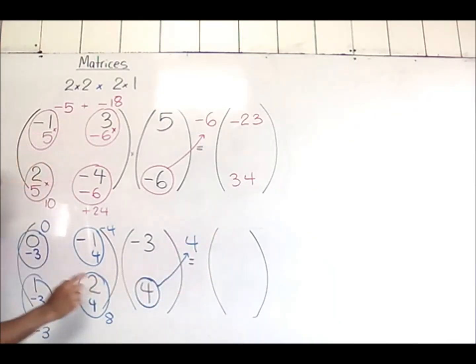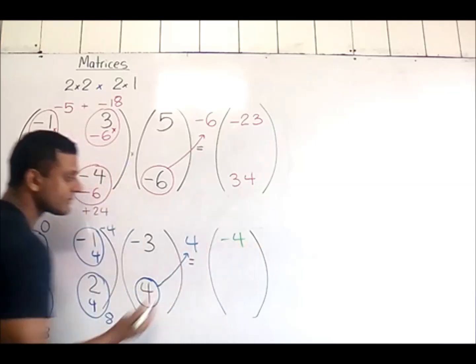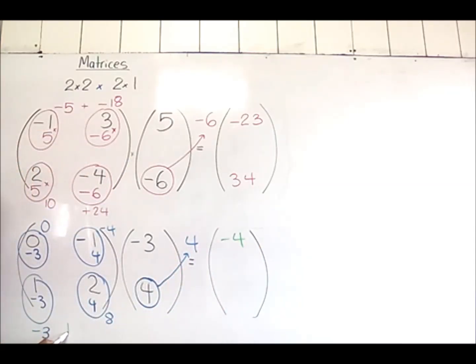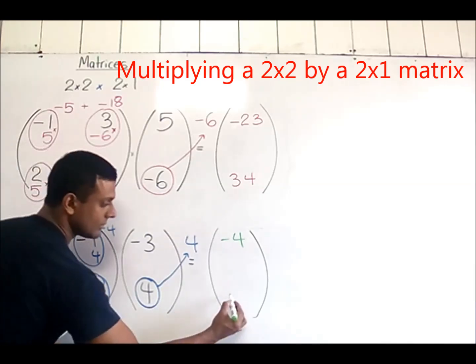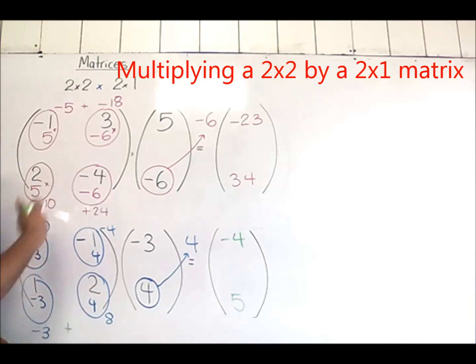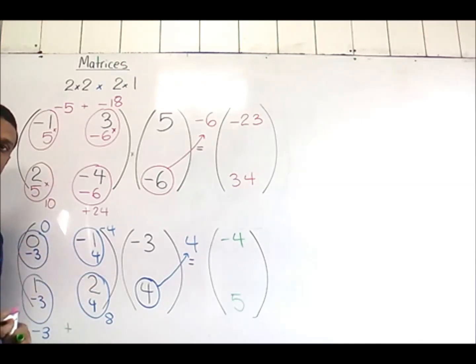To get the answer on top, we just add the two numbers on top. 0 plus minus 4 is minus 4. And to get the number underneath, minus 3 plus 8, which is positive 5. And that's it. That's how you multiply a 2 by 2 matrix by a 2 by 1 matrix.